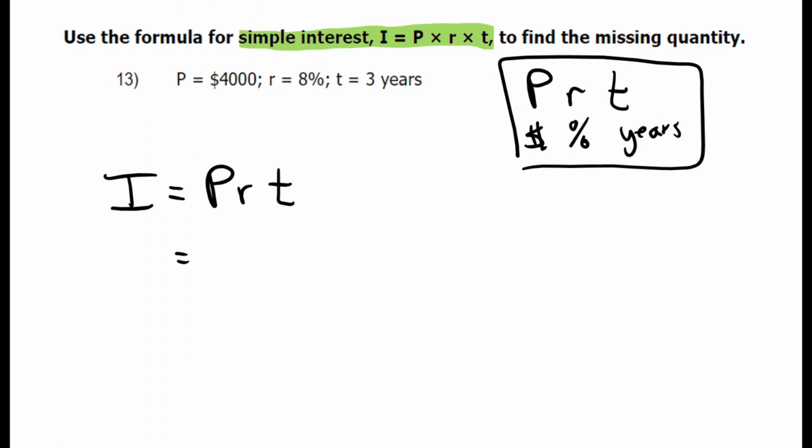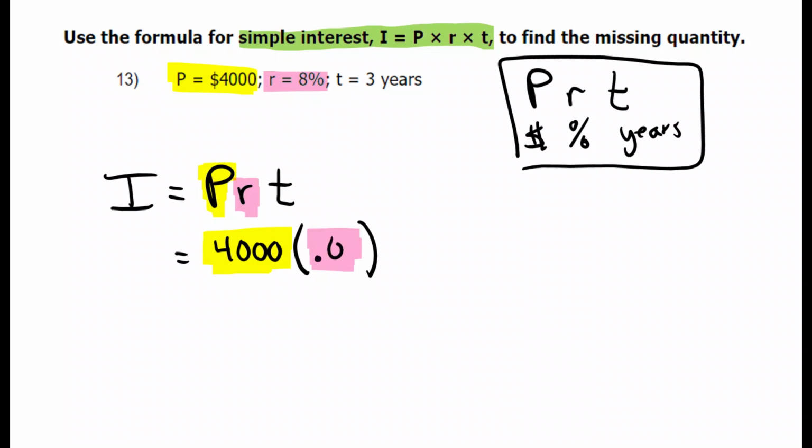Our principal is our dollar amount, which is the $4,000. So I'm going to put 4,000 right here. And then I'm going to use parentheses to show my multiplication. Our interest rate is 8%. That's our R. But when you put it into the formula, you must change it from an 8% to its decimal form. Remember, you'll divide by 100. It'll move the decimal 2 places to the left.